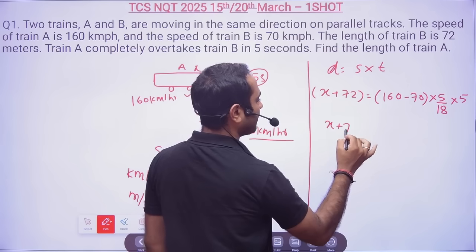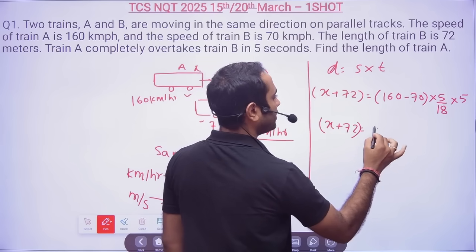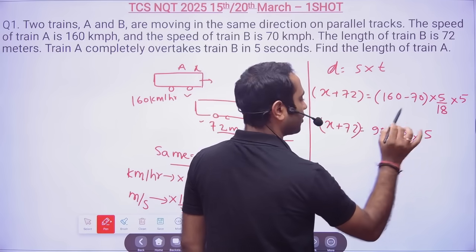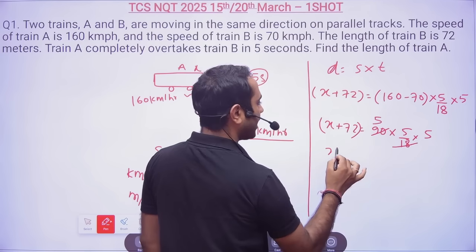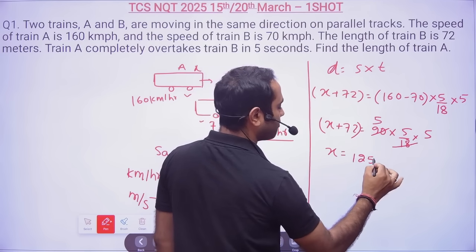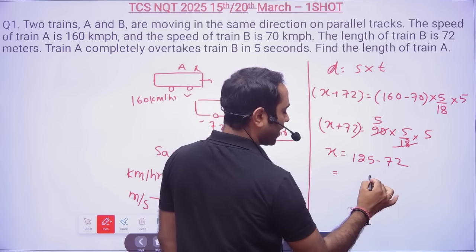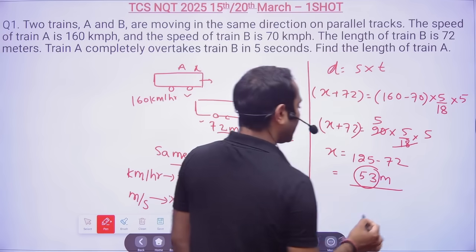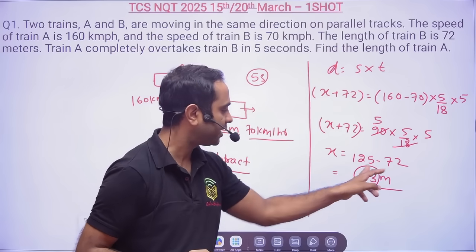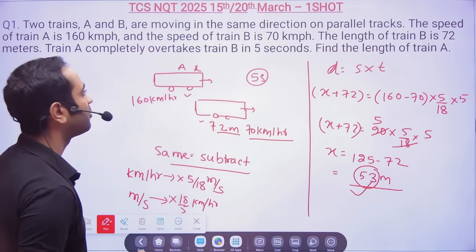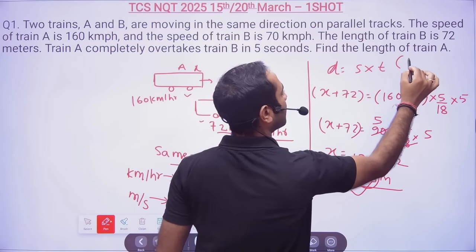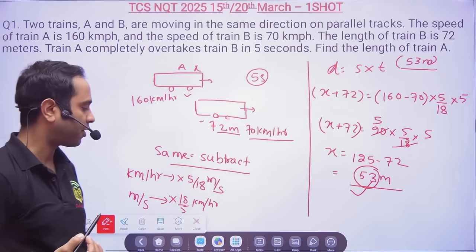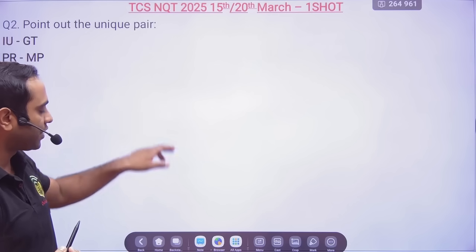So x plus 72 is equal to 90 into 5 by 18 into 5. So x will be equal to 125 minus 72. So 5 minus 2 is 3, 12 minus 7 is 5. So 53 meters will be the length of train A. 53 meters, so that will become our correct answer for question number 1. Very good. Now moving towards question number 2.